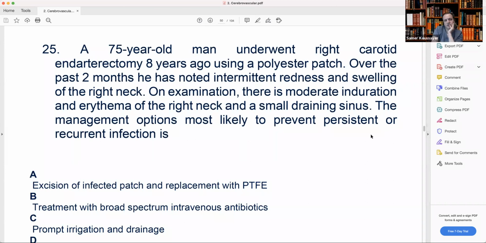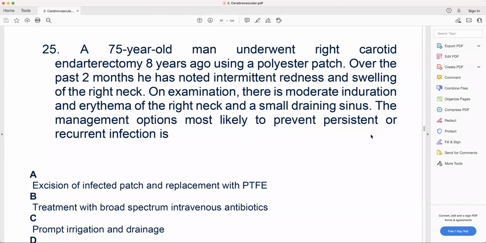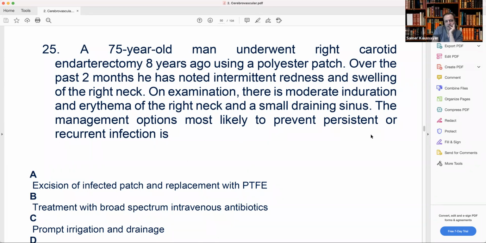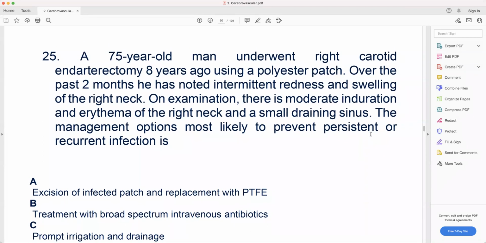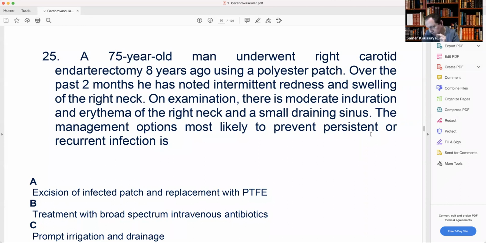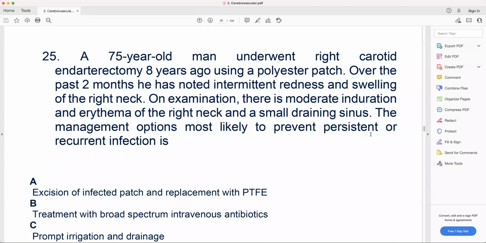So what we have here is an artificial polyester patch. Yes, and it's an infected foreign body. We spoke about it in the previous question. So I think we need to resect, or to put a venous patch. Why do we need to resect the artery? No, just take it out and put a vein graft, right?